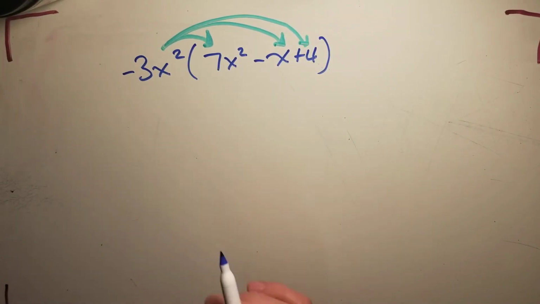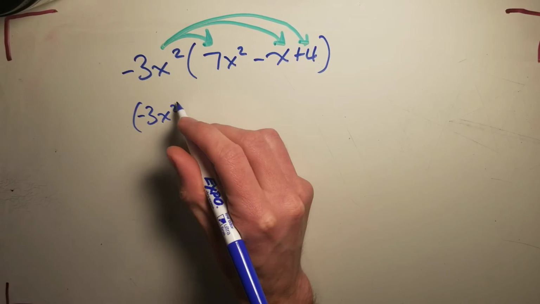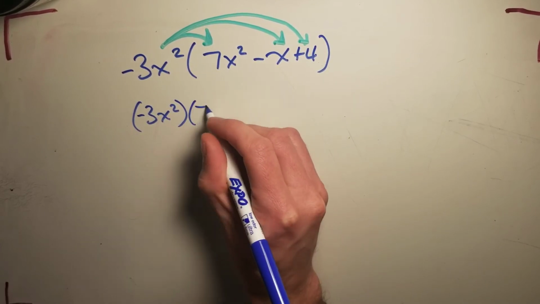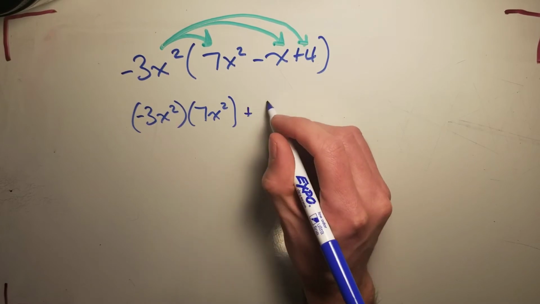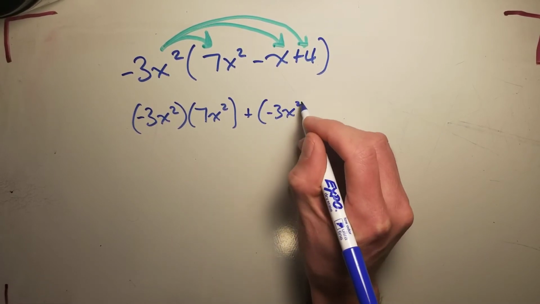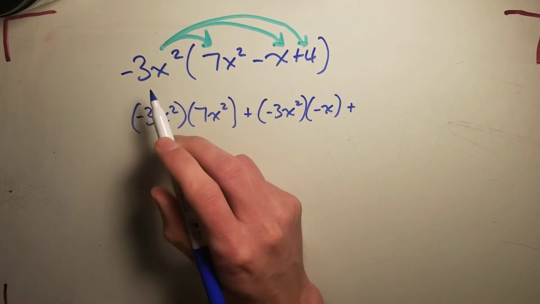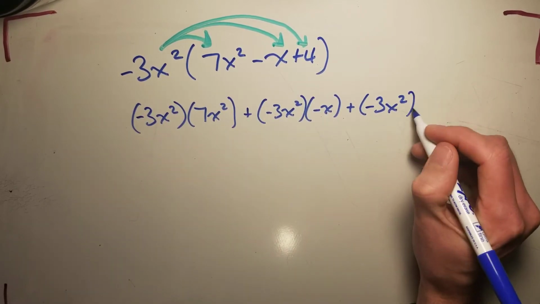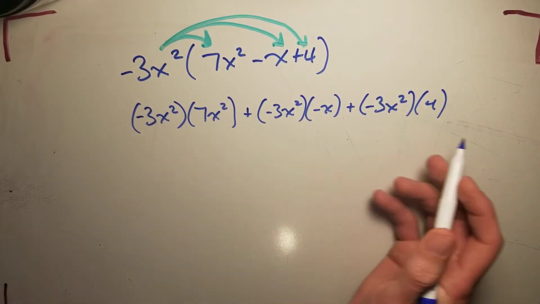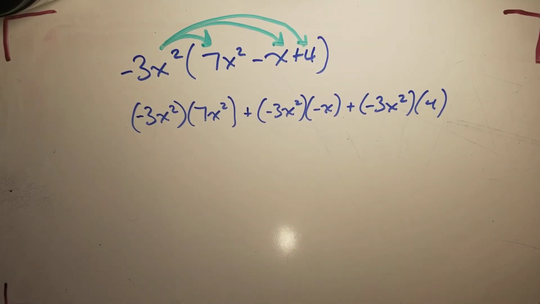Now to show what's going on here, and this step, as we get better with these, we're not going to have to show, but we're taking negative 3x squared, and we're multiplying that by the first term, 7x squared. We're taking negative 3x squared, and we're multiplying that by the next term, negative x. And then we're taking negative 3x squared, and we're multiplying that by our last term. Again, we're just distributing the negative 3x squared, so everything gets multiplied by negative 3x squared.